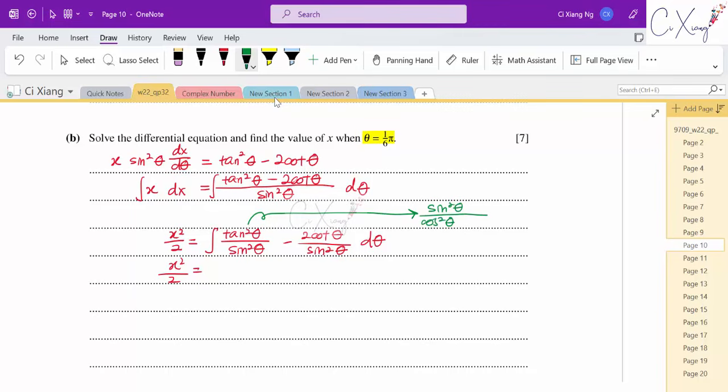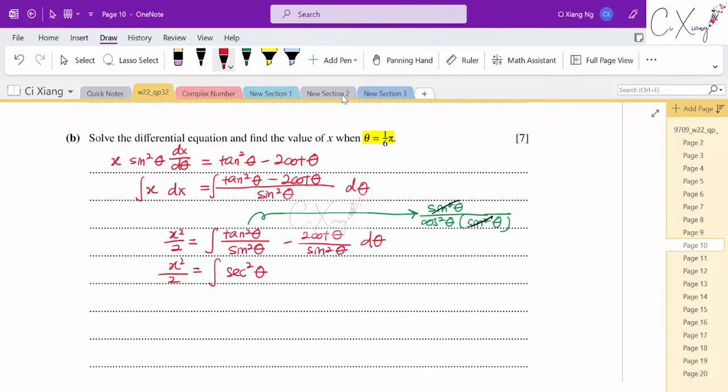This is tangent square, right? And then originally you're having sine square at the bottom, at the denominator. So I'm having sine square here. Then from here you can see that we can actually simplify it. If we simplify the sine square with sine square, we still have 1 over cos square. And 1 over cos square can be written as secant square.